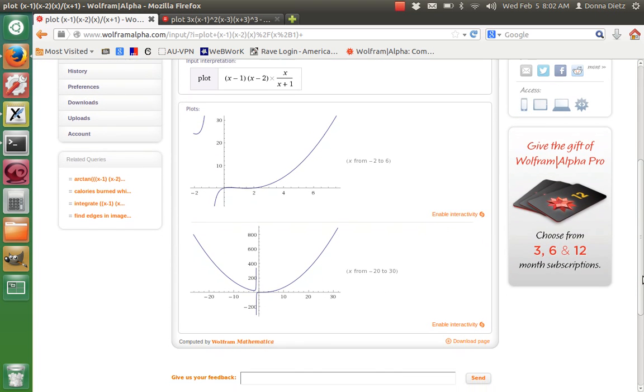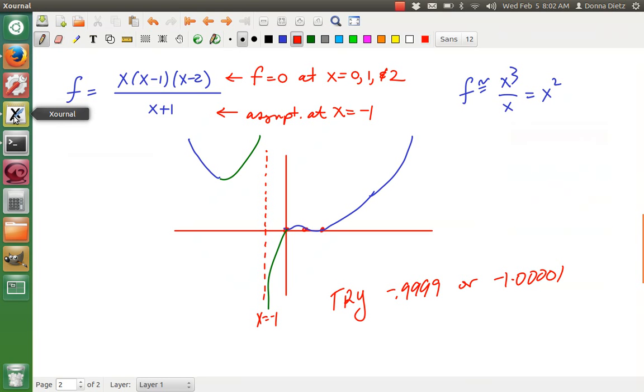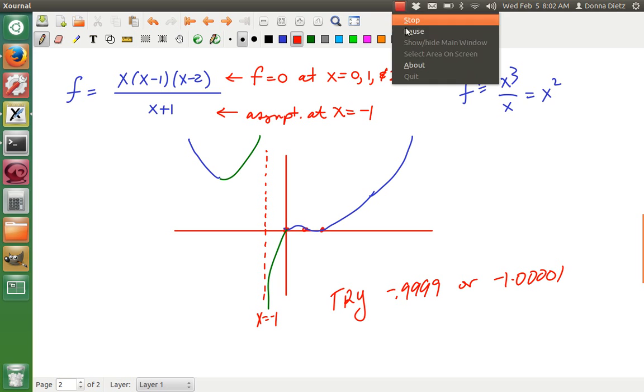What I really like, though, is one of the plots it gives you is the large range view of what's going on. So you're going to see that you have actually a parabola here, which if you were graphing it by hand, a lot of students wouldn't get that. Okay, I'm going to pause while I erase and set up for the next question.